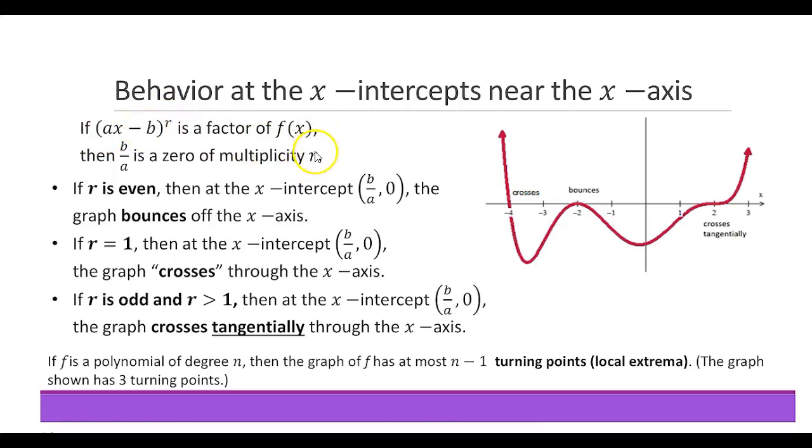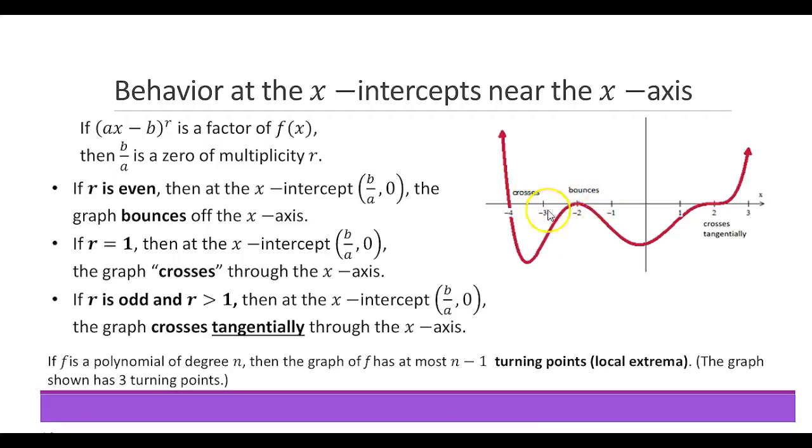Now, depending on r, different things will happen at that x-intercept. So b over a will be a 0, or an x-intercept, and on the graph, depending on the multiplicity, different things will happen. So if r is even, so if the exponent, the power of the factor, is even, then at the x-intercept, at (b over a, 0), the graph bounces off of the x-axis. So over here, here's just a random polynomial graph, and this right here describes a bounce. So we're just kind of tapping the x-axis and then staying on the same side of the x-axis.